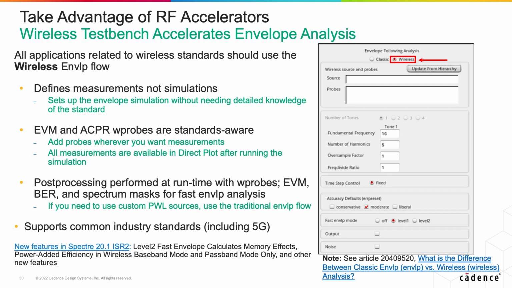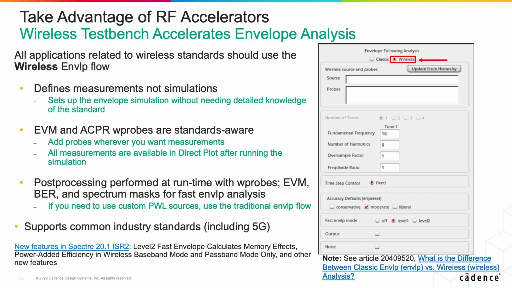So this is, last but not least, a very big feature actually. I have some working screenshots. A lot of our customers are 5G millimeter wave radio people, and they use the 5G NR source, but this is not just for 5G. If you go to envelope following analysis capability, we have a classic and a wireless.